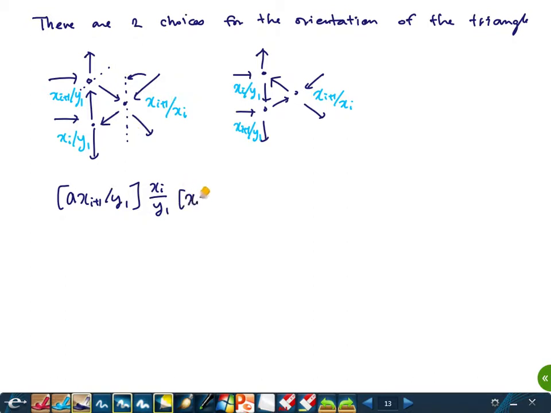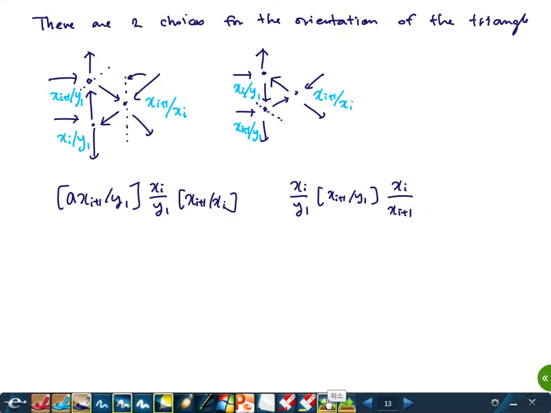So this is the weight for this. Okay? What is the weight of this? Here it's a horizontal thing, so just xi over y1. And here like this, so z. Right? And what about this? Vertical thing. So it's the inverse of this, xi over xi plus 1, I think. Okay.